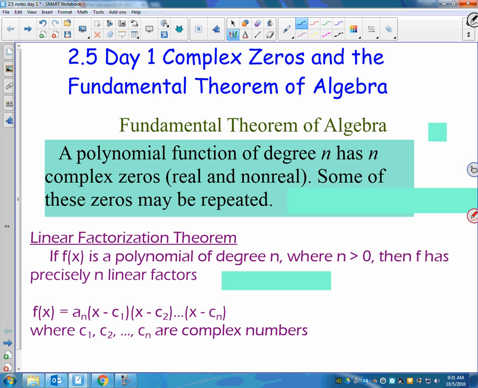So think about a function like this. You could say x minus 3 times x minus 7, right? That looks really nice. Complex zeros, that would be the factor like x minus 2i. That's a linear factor. Could be a square root. We're going to do a really ugly one today.